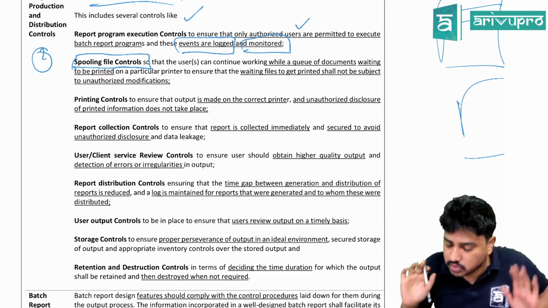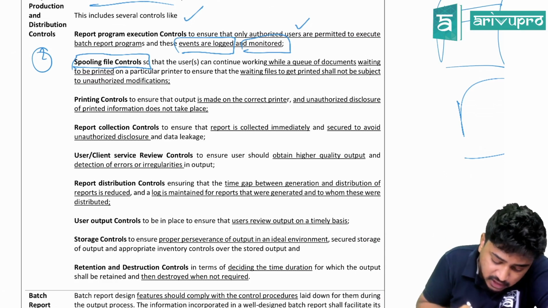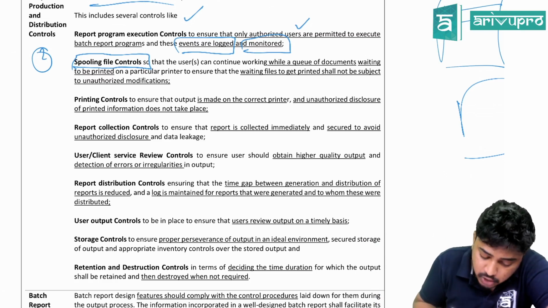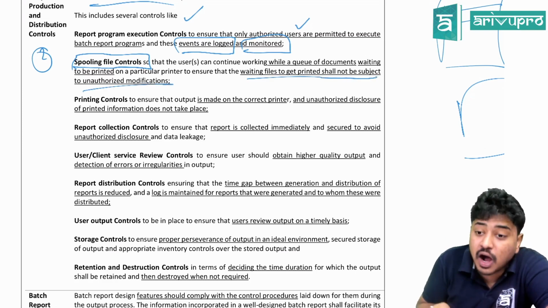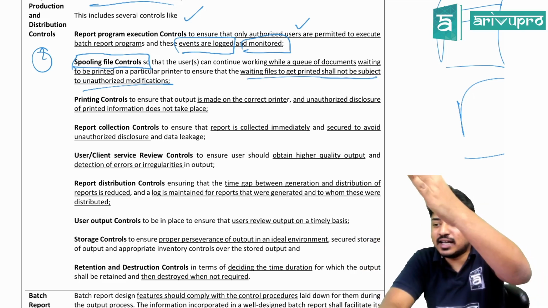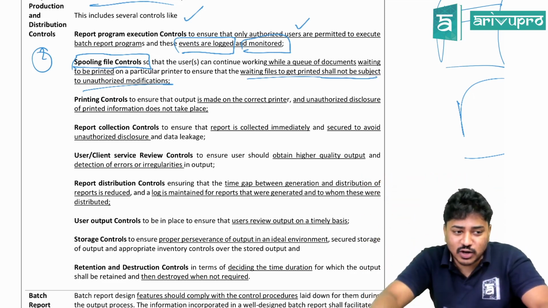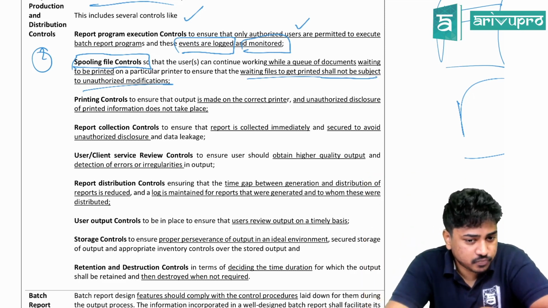Still, I can use my computer. So that is what they're trying to do: I can continue to work while the queue of the document is waiting to be printed on a particular printer. To ensure that the waiting file gets printed, it shall not be subjected to unauthorized modification. When the document is in the queue, someone should not go and change the files.